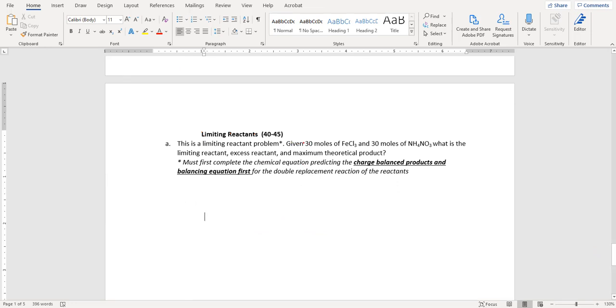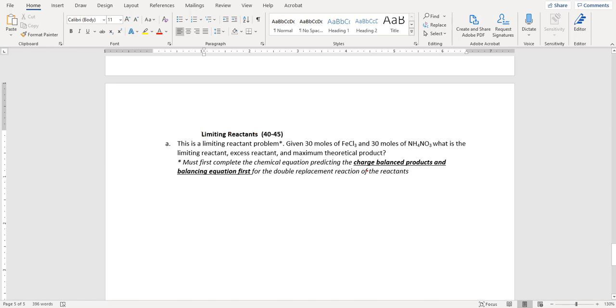So this is a limiting reactant problem. The only difference is in starting with grams, it's going to start with moles. So it actually has a little bit less steps. So you could be given a problem like this, where you have to start doing some extra steps.